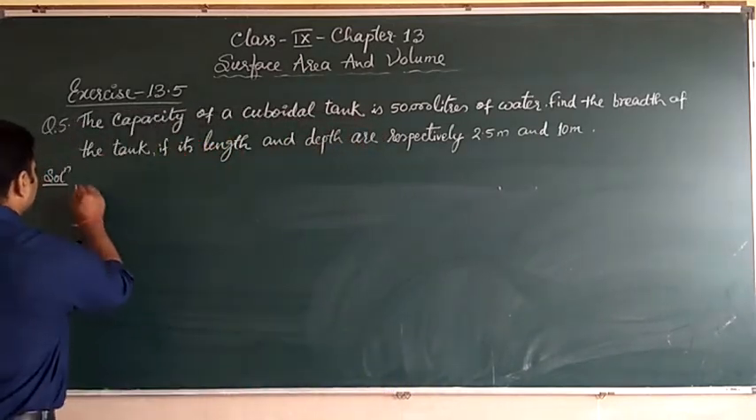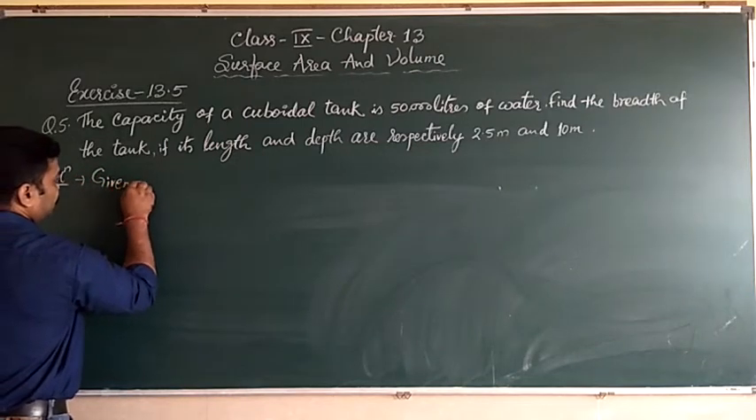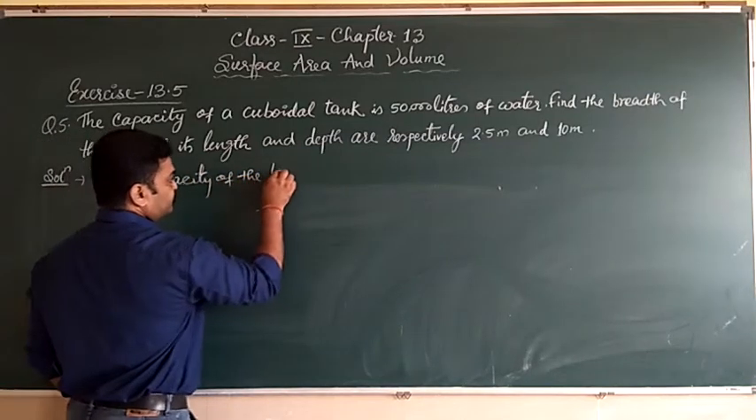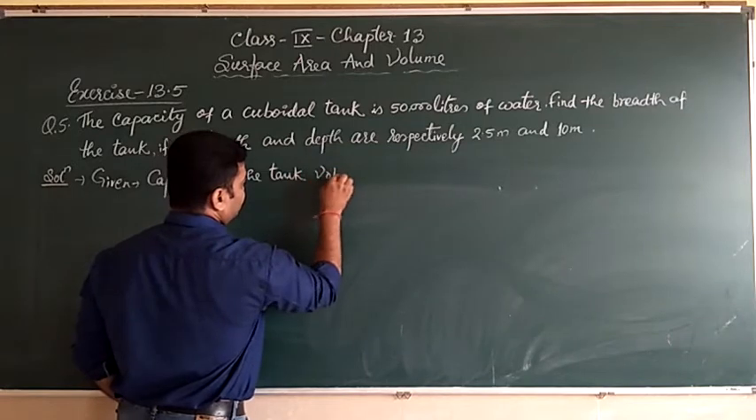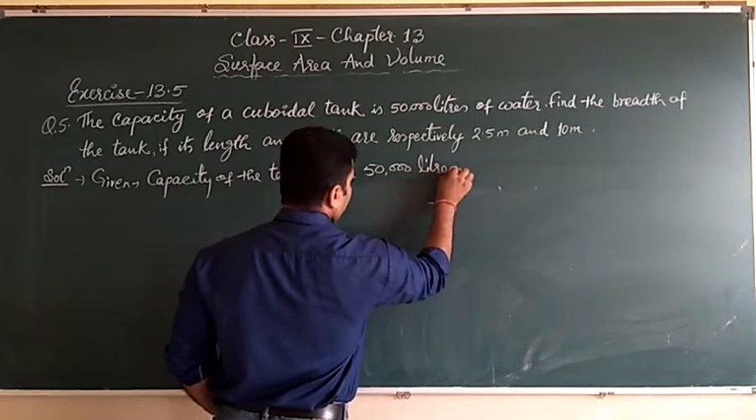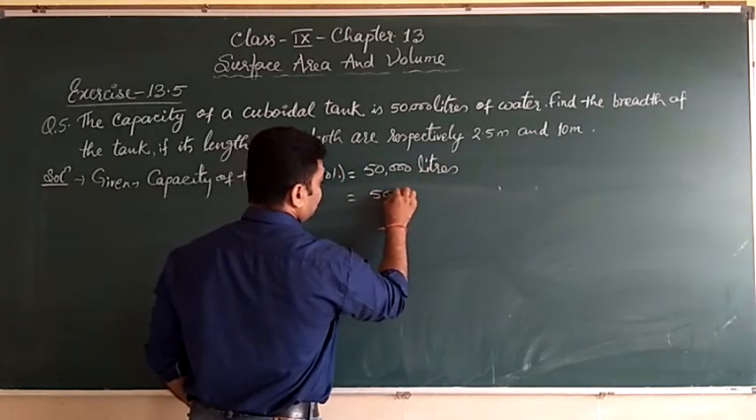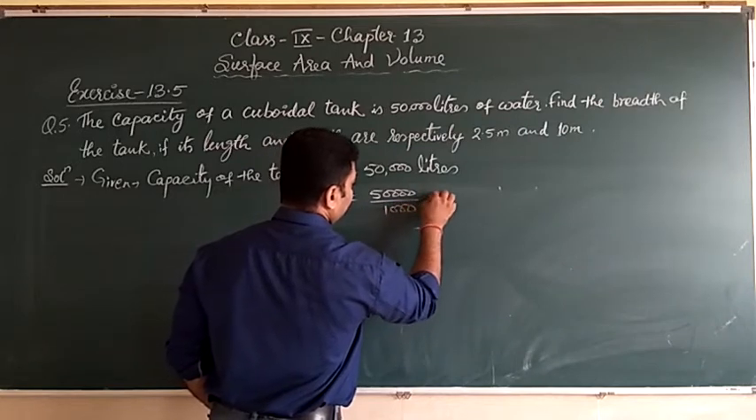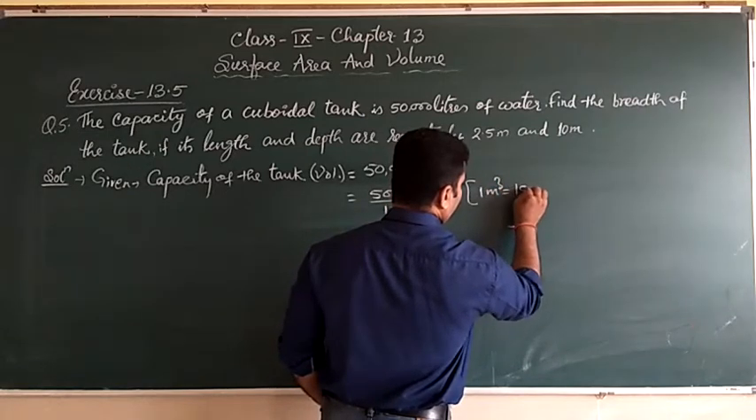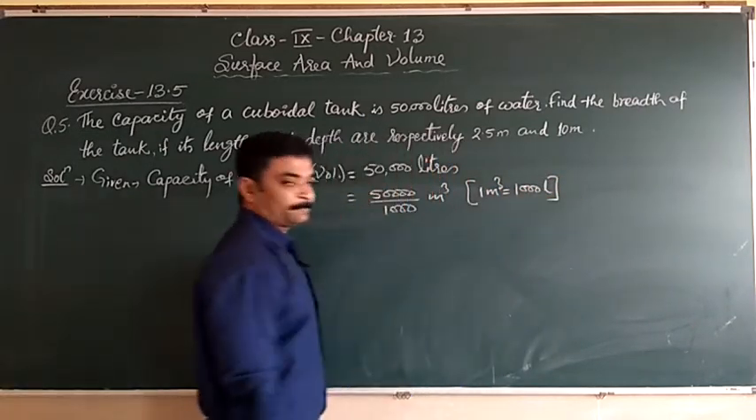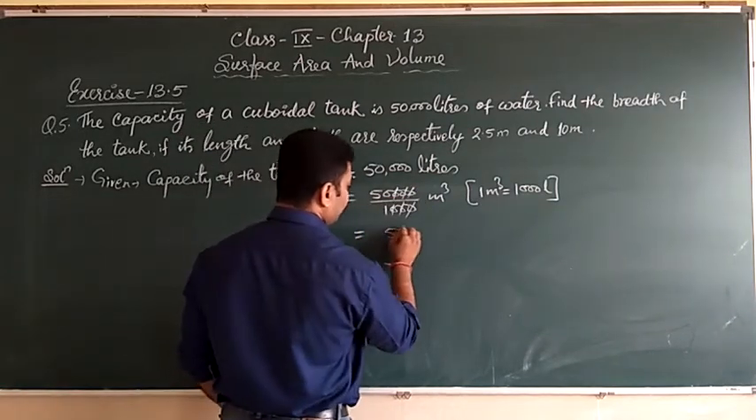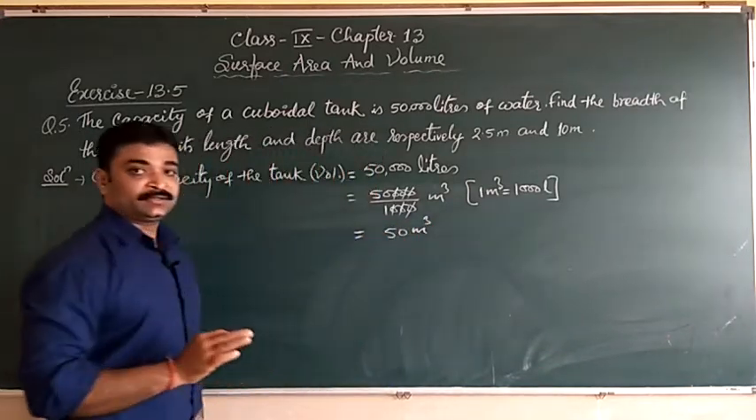So given capacity of the tank, that is volume, is equal to 50,000 liters, or we can write 50,000 upon 1000 meter cube. Here we can write 1 meter cube is equal to 1000 liters. Now 0s cancel from numerator and denominator, so we have 50 meter cube volume of the tank.